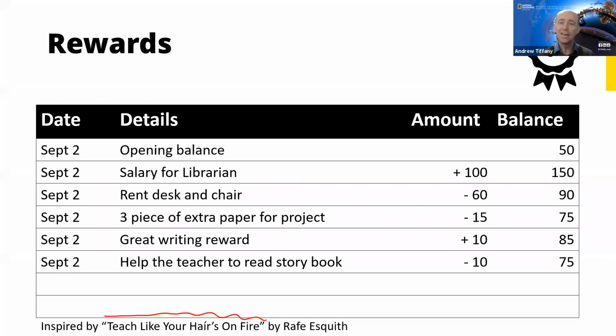So basically, what he would do with his students is he would give them all jobs. You can see this particular student is a librarian, okay? And then what he's doing is he's giving them a salary, okay? But then what they have to do is they have to rent their desk and their chair. They have to pay for extra paper for their project. If they want to do something with the teacher, they have to pay. But if they do something good, they might get a bonus.